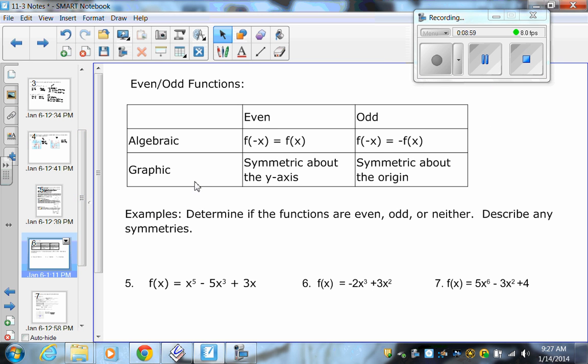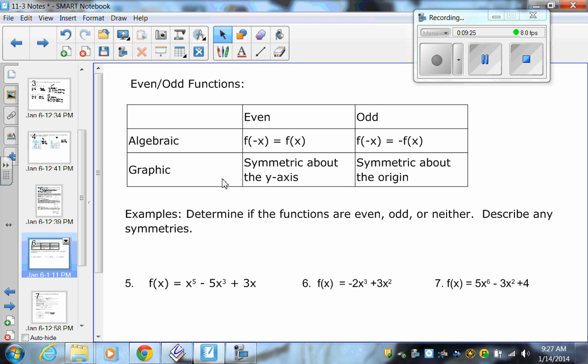Even and odd functions. Algebraically, what should happen if you have an even function is if you plug in negative x, you should get out a positive x, like the same function you started with. If you plug in negative x for an odd function, you should end up with the opposite of whatever your thing was. However, there's an easier way of thinking about this, which I'll show you in just the example. I'll show you both of these.